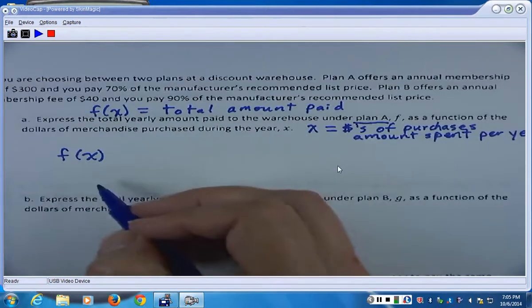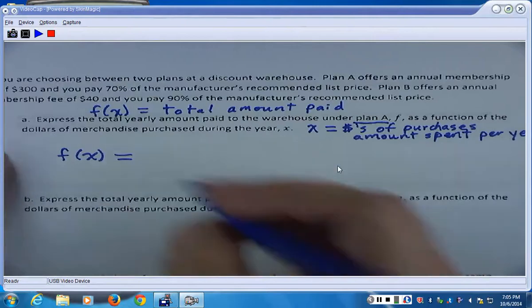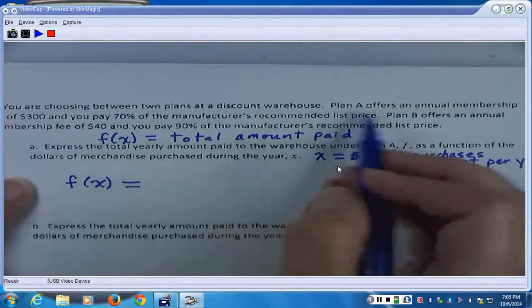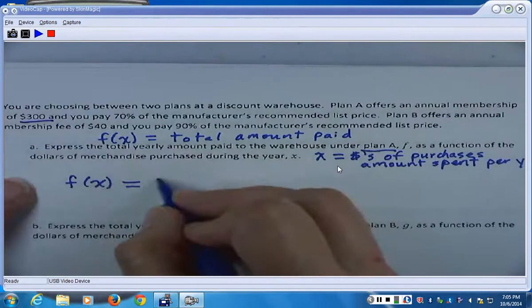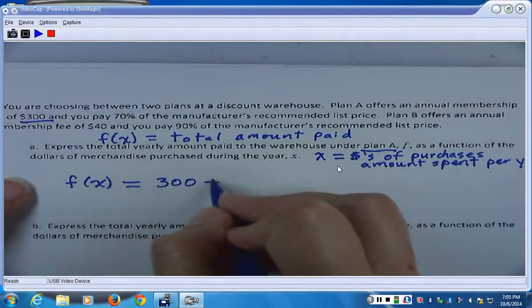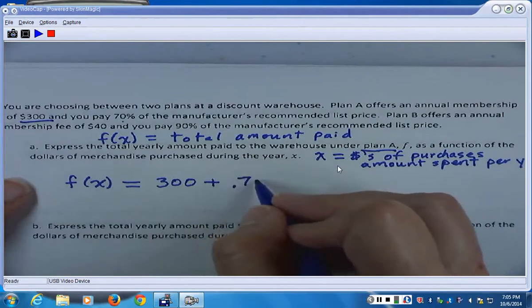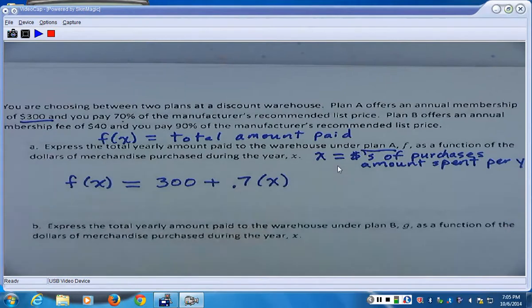So F of X equals, all right, Plan A offers an annual membership fee of $300. So we have $300 plus you pay 70%. That means 0.7 times X, whatever, however much you spend at the store in a year.